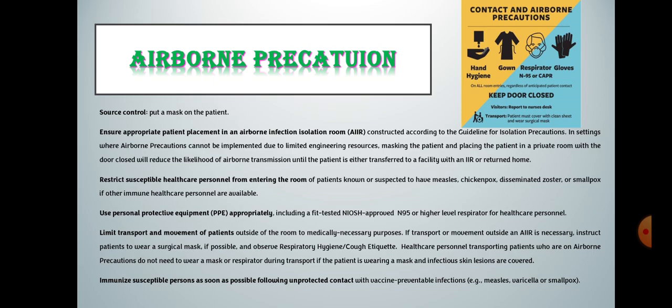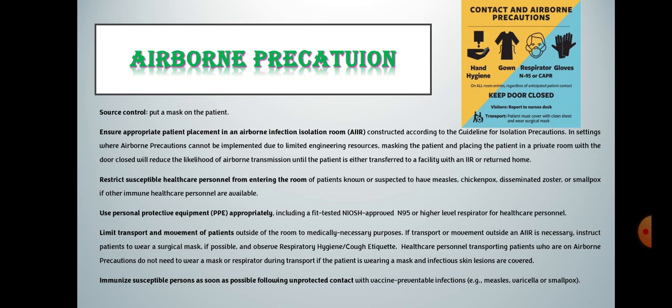Next is airborne precaution. First, source control, put a mask on the patient. Second, ensure appropriate patient placement in an airborne infection isolation room or AIIR constructed according to the guideline for isolation precautions. In settings where airborne precautions cannot be implemented due to limited engineering resources, masking the patient and placing the patient in a private room with the door closed will reduce the likelihood of airborne transmission until the patient is either transferred to a facility with an AIIR or discharged home.